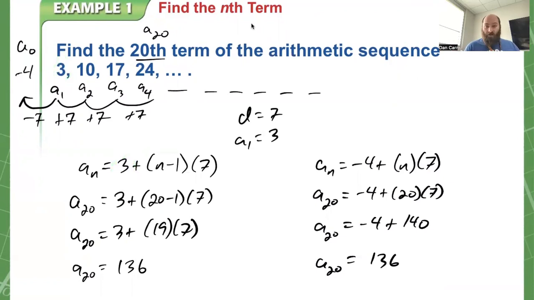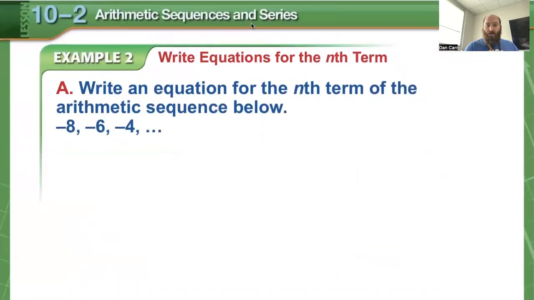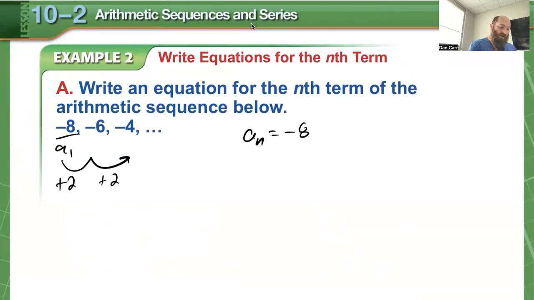Talking about our arithmetic sequences, let's talk about finding an equation that represents this sequence right here. Two things we need: a sub 1, which is negative 8, and then my common difference. If I go from negative 8 to negative 6, I'm adding 2. Negative 6 to negative 4, I'm adding 2. So a sub n is equal to my first term, negative 8, plus n minus 1 times my common difference of 2. And that's it.